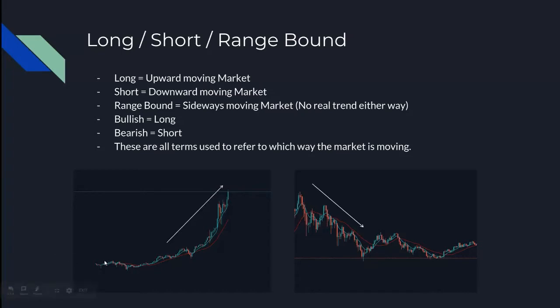Range bound, like I showed right here, there's no real trend. Either way, there are buyers and sellers in the market, so it's sticking in one area. And then there's just some terminology here for you guys. Bullish means long, bearish means short, just so you can understand when I'm using them. If I say upward market, long market, or bullish market, they all mean moving upwards, or short, bearish, and downward moving market.